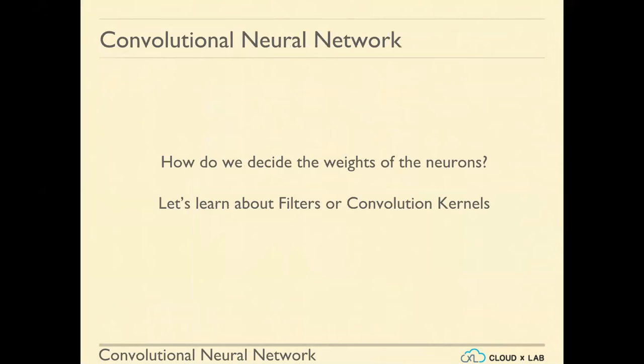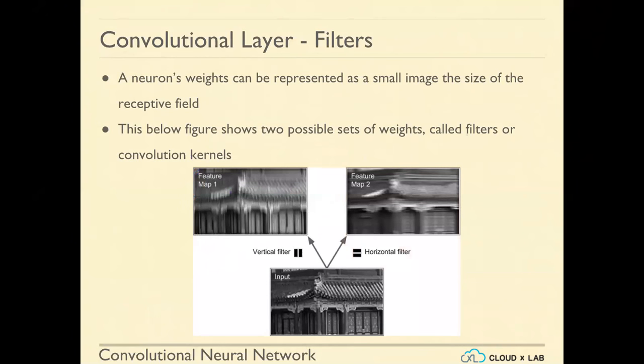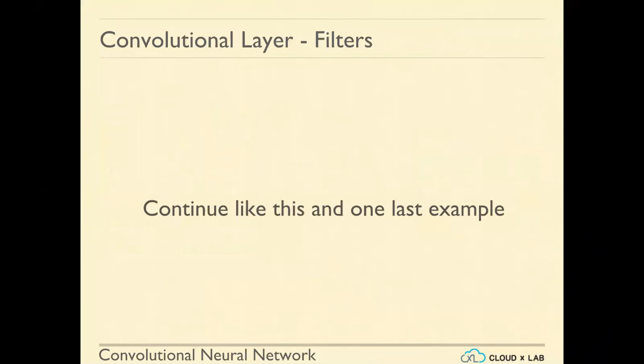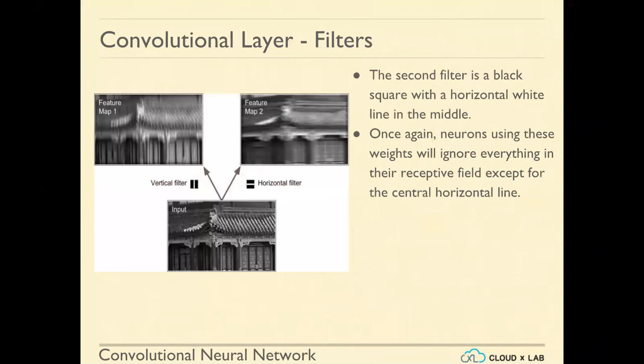Then we learned about how the weights are applied and what kind of weights are applied. So we talked about filters. Let's say we have a filter like this, where this filter is going to get multiplied to various sections and the results are getting generated. So we continue like this till the last and so on.